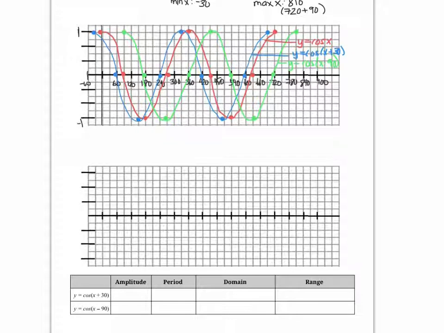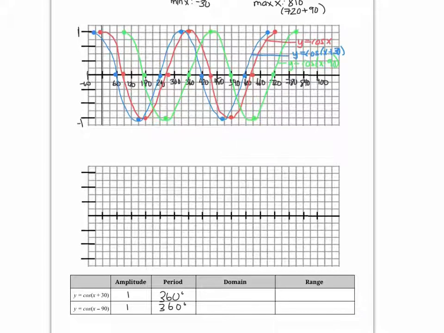If we take a look at the amplitude of both of these, the amplitude for both the blue graph and the green graph is still 1. The distance from the middle to the top is 1. So our amplitude is still 1. Our period also hasn't changed. Our period is still 360 degrees.